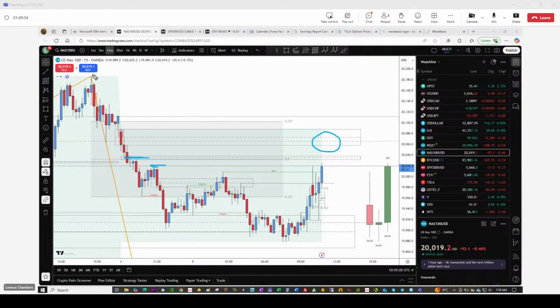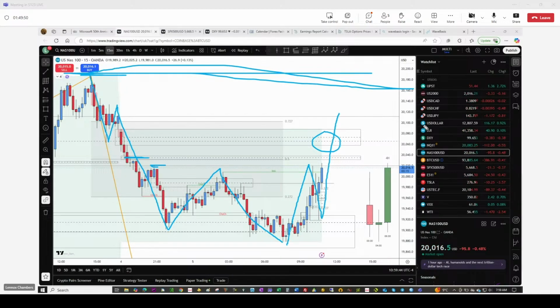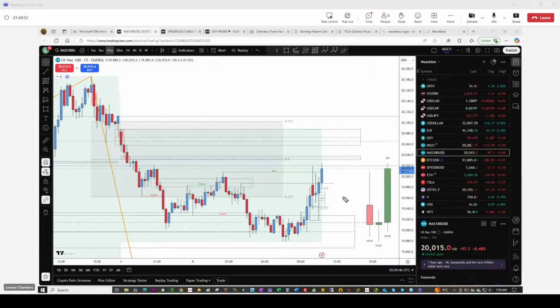So the structure is 1, 2, and 3, and 4, and 5, and now we get a 1, 2. So we could go up much higher. Again, we could be looking to take out these highs up here as well, right? If we get a continued move, we don't have to come back down at this point. We could be just going straight up too. So which one will it be?